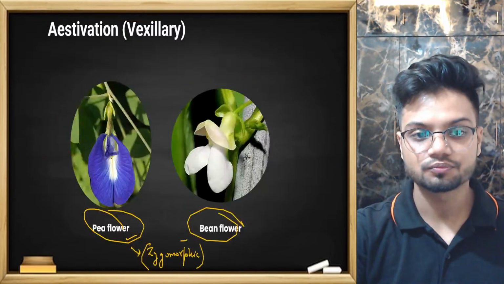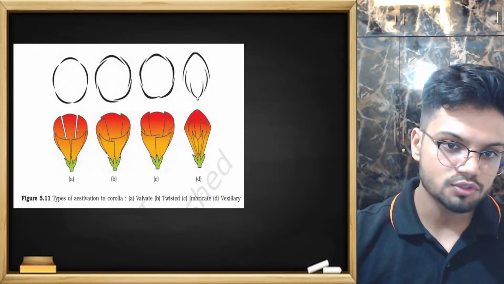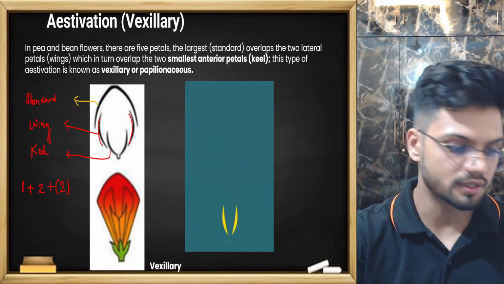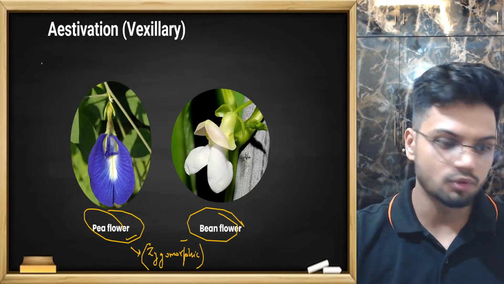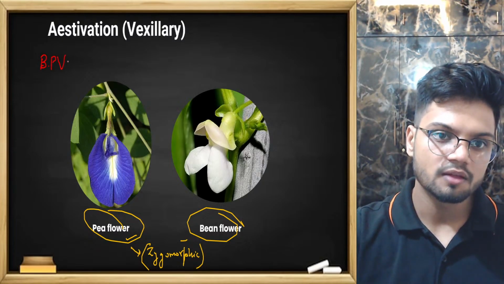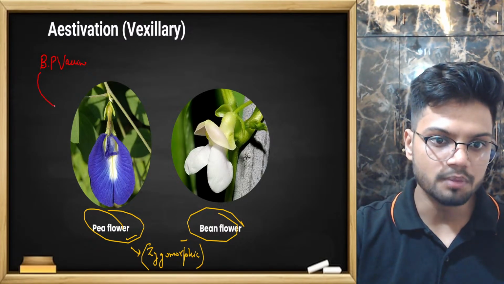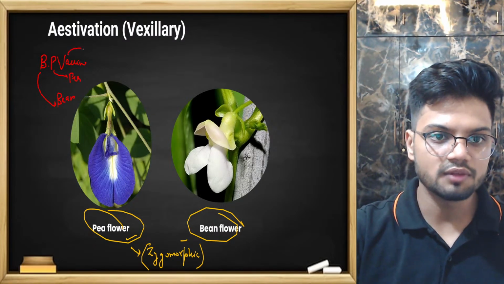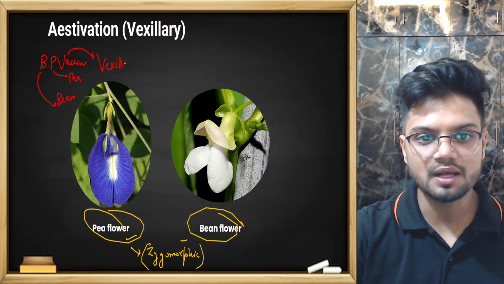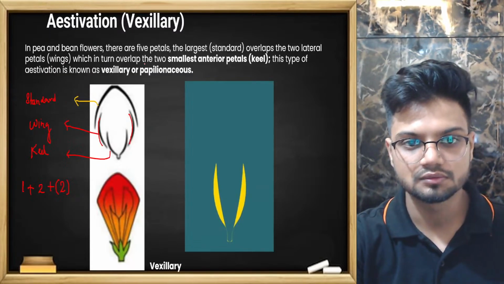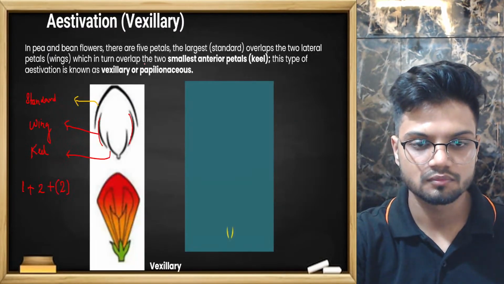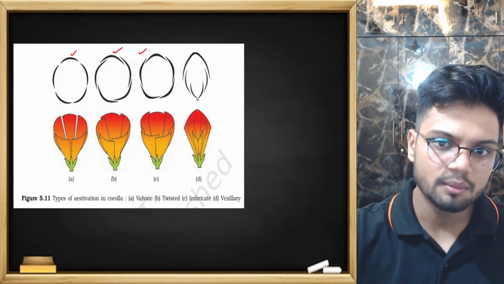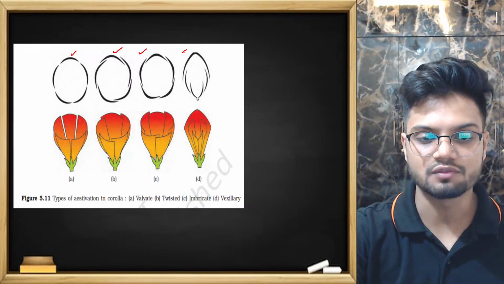Clear, all of you? This was your valvate. Trick here again, very simple. Vexillary estivation is what? BP vaccine. B for bean, P for pea, and V for vexillary. BP vaccine. Vexillary. Okay. This was your twisted, imbricate, and vexillary estivation.